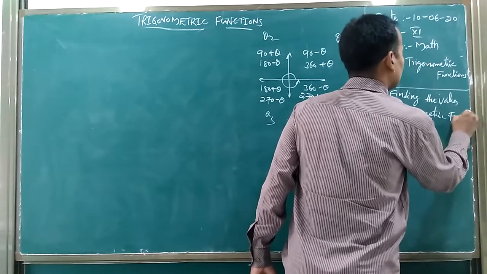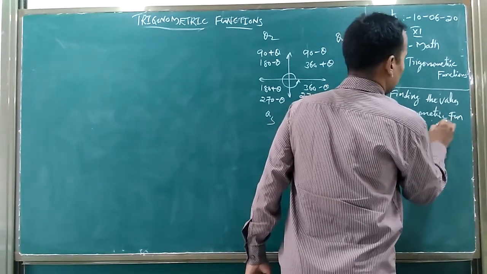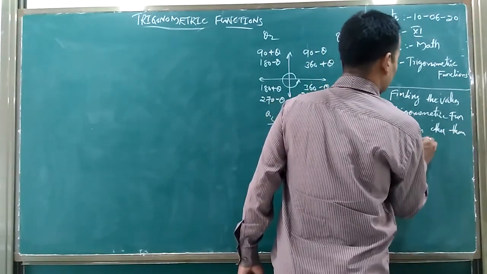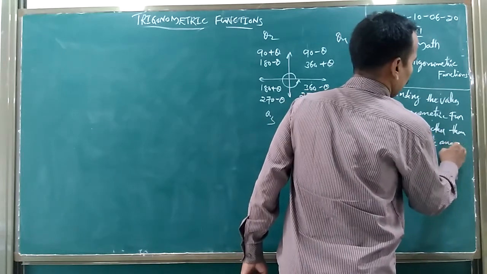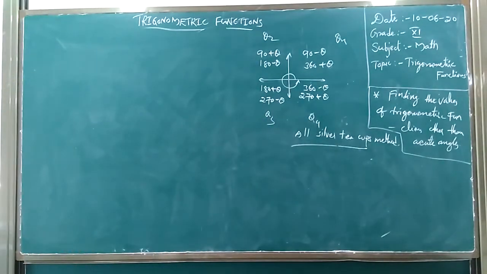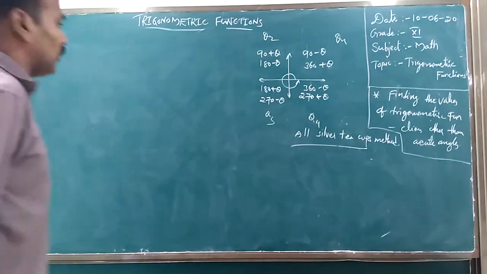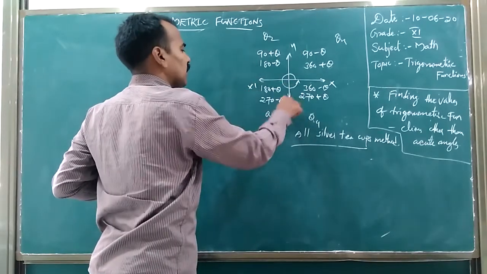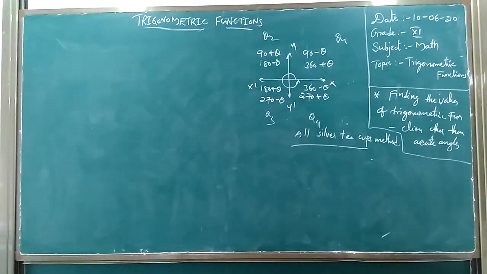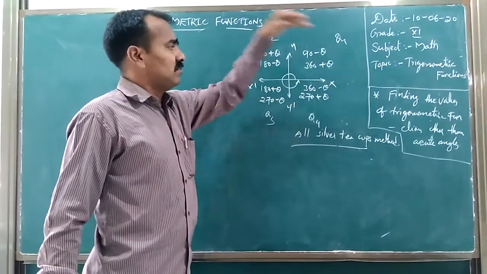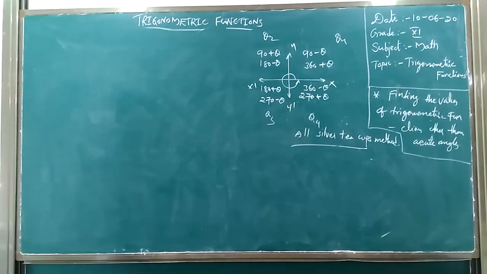Using the same method, with some more applications, we will find the value of trigonometric ratios for angles other than acute angles. In the previous class we learned how to find the value of trigonometric ratios at acute angles, but now you will learn how to find values for angles in the form of 90 minus theta, 90 plus theta, 180 minus theta, 180 plus theta, 270 minus theta, 270 plus theta, 360 minus theta, 360 plus theta, and so on.